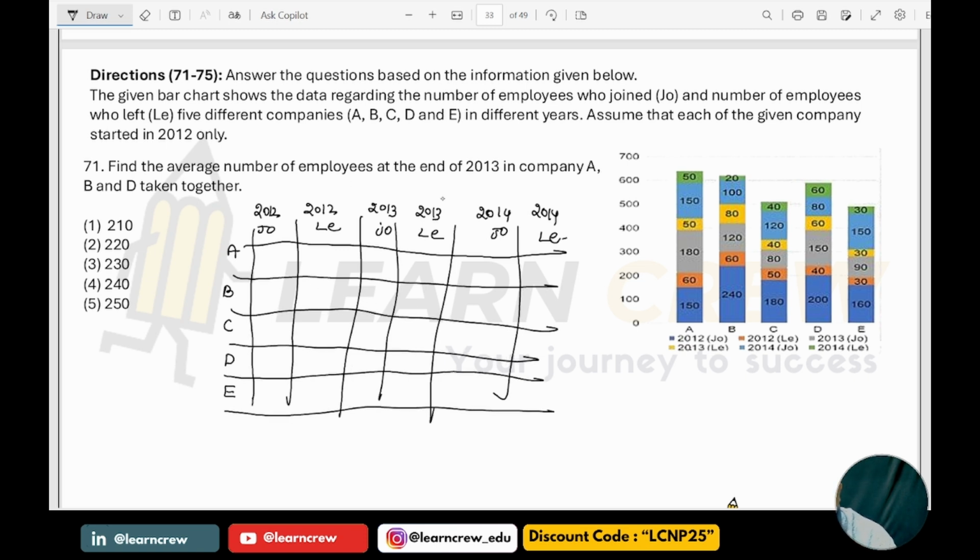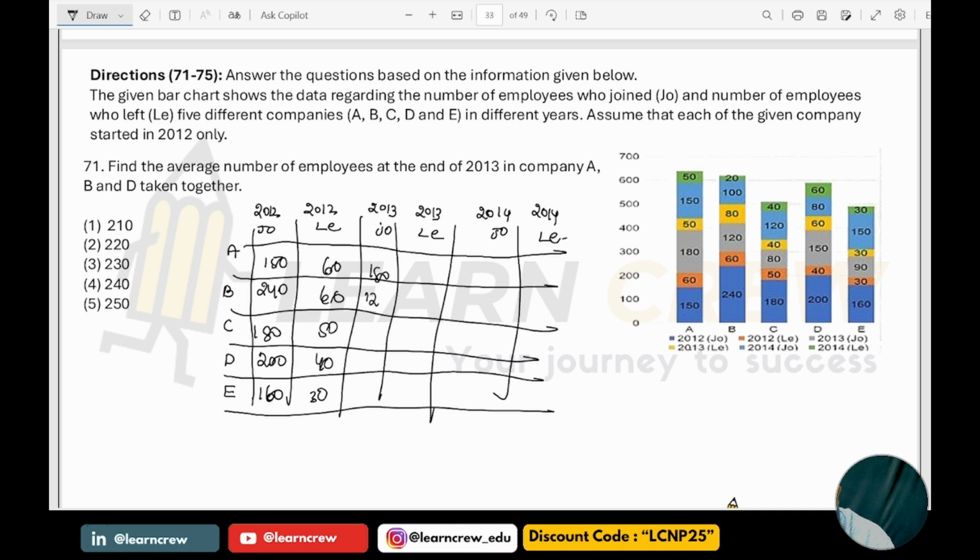Find the average number of employees at the end of 2013. So how much is it? For 2012 JO, it is 150, and the figures are 150 for A, 240 for B, 180, 200, and 160. And what about LE? It is 60, 50, 40, 30, and 180.